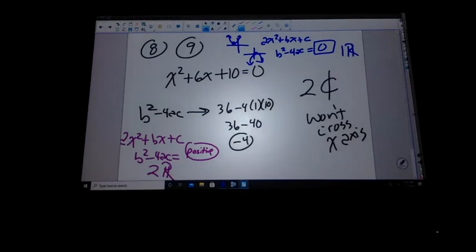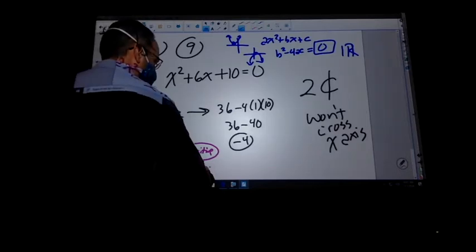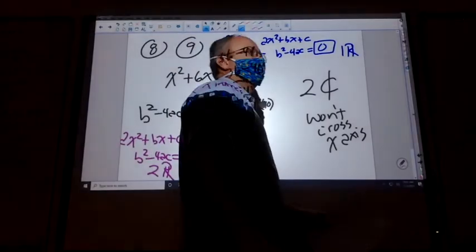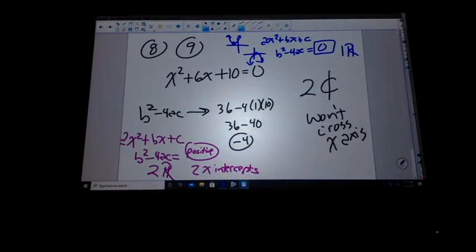What can you tell me about the x-intercepts? Yeah, there are 2 x-intercepts. So that's all the scenarios that could take place on 8 and 9. I will tell you that 8 and 9 will be any 2 combinations of those. Okay? Can I move on? Good?